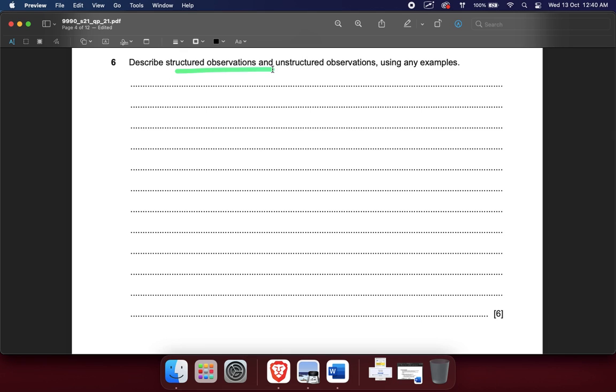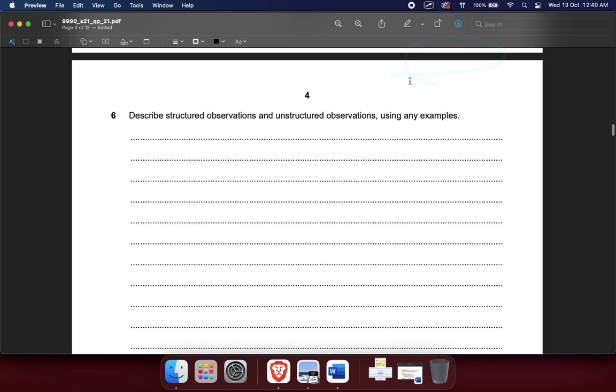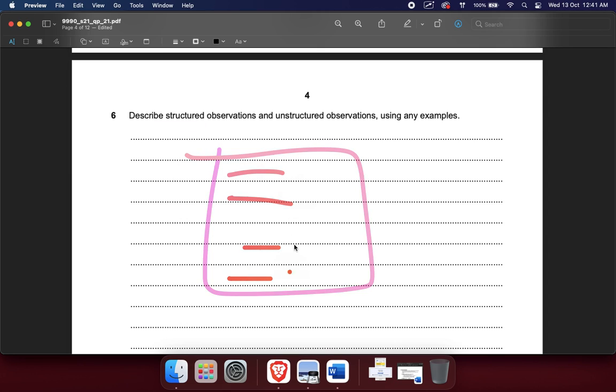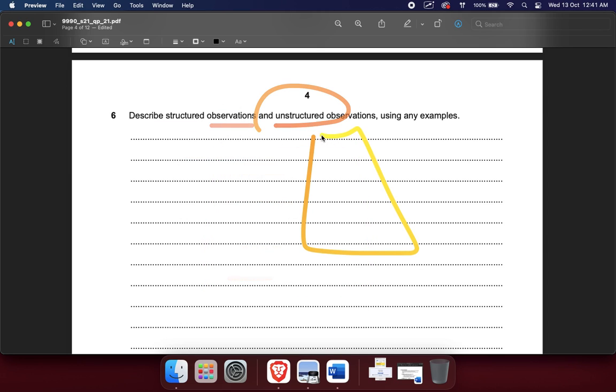Okay, describe structured observations and unstructured observations using any examples. So firstly, let's break down the question. Structured, unstructured observations. Okay, good. So we're looking at behavior, right? Observation is always when you're looking at some kind of behavior. And structured and unstructured, you just have to remember it from your research methodology. However, generally speaking, the names kind of give it away. Structured suggests that you have to have some kind of format involved when you're observing, and unstructured suggests that there is no specific format. You just observe everything.